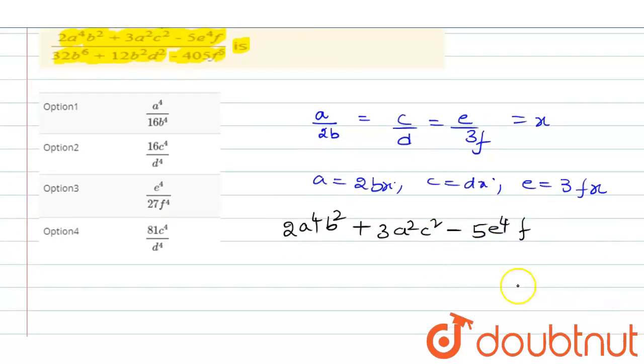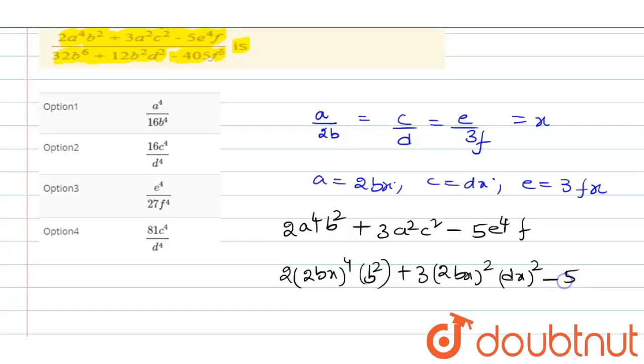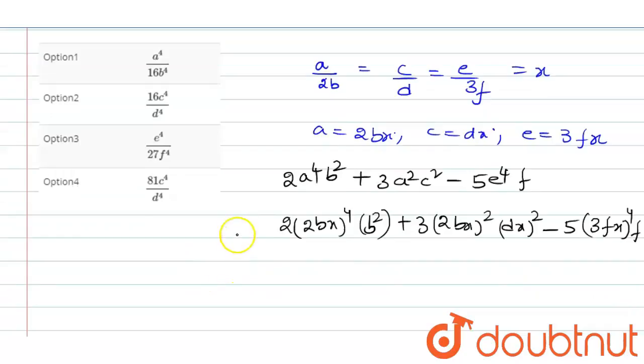Substitute the value of a, which is 2bx. So that 2 into 2bx whole power 4, b square, plus the value of a is 2bx, so 2bx whole square, the value of c is dx, whole square, minus 5 into the value of e, that is 3fx whole power 4, f. Okay, so here we can see the next step.